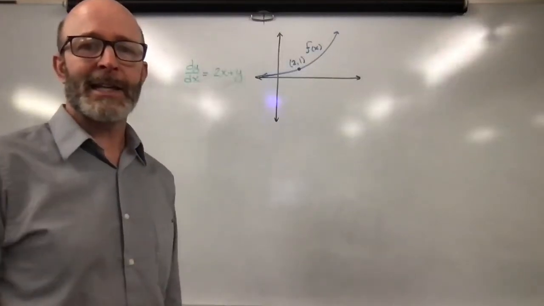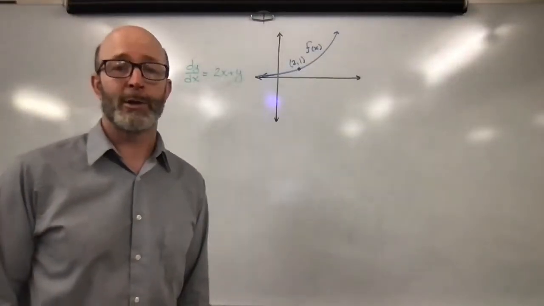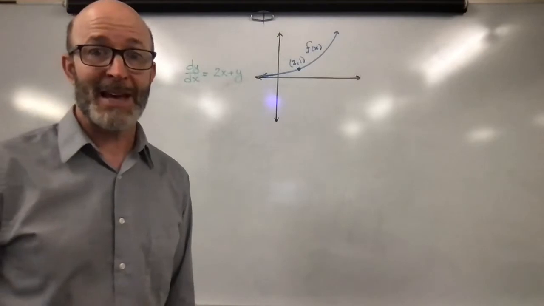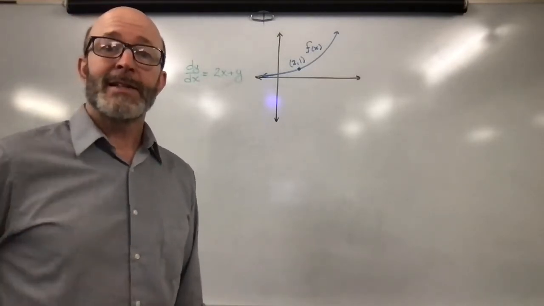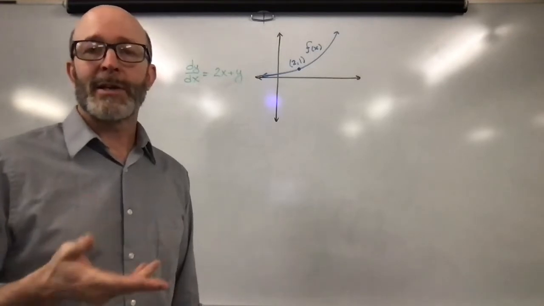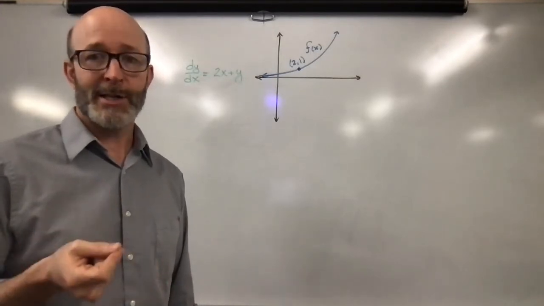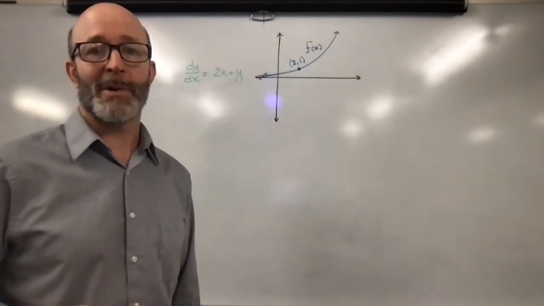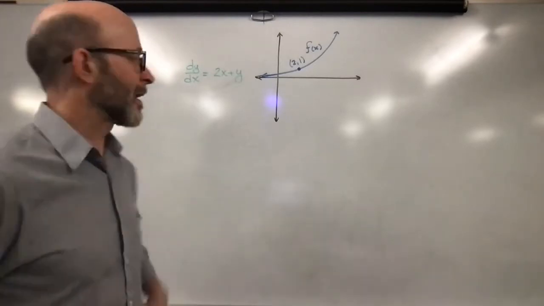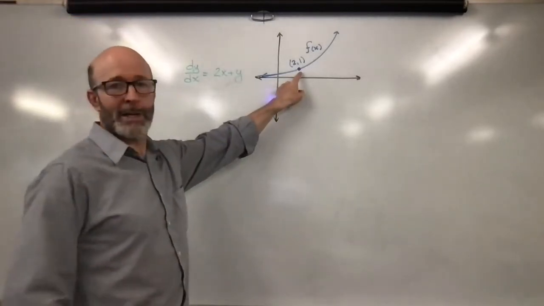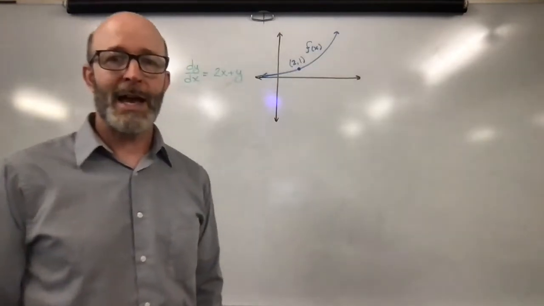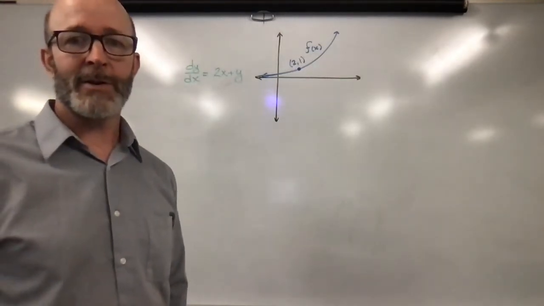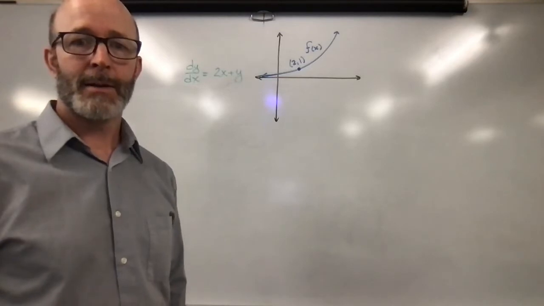So today, I'd like to introduce something called Euler's method, named after the famous mathematician Leonhard Euler. Well, this is very similar to something that we had done earlier in the year. It's called a tangent line approximation or linear approximation. And it's something where, if we know a point that's on a function, but maybe we don't know the equation itself, we can estimate what different values of the function might be.